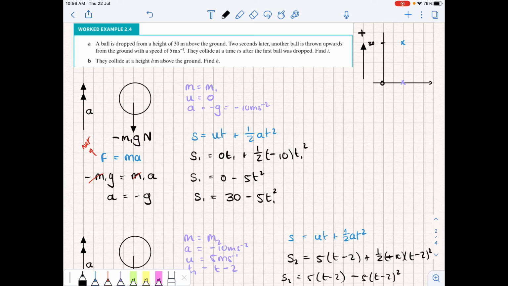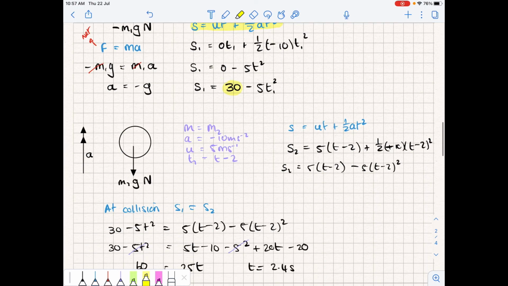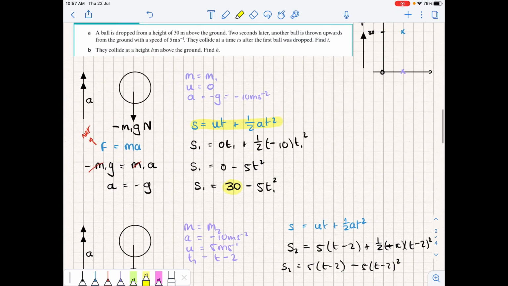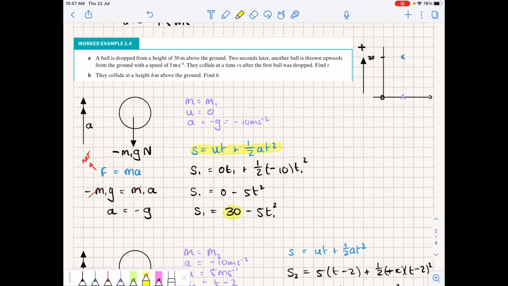In this example, we had a look at two displacement time functions for two different balls. We got to the point where we were putting our information into the displacement time equation, and then we had to consider the initial velocity. When we considered the time for the second object, we had to consider that it was time minus 2 seconds. Everything happened 2 seconds later.